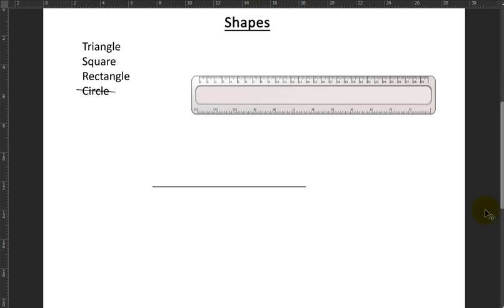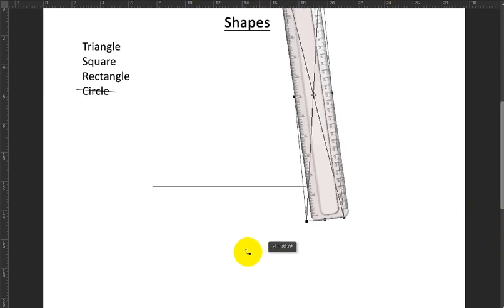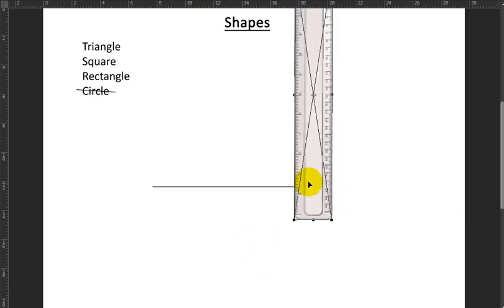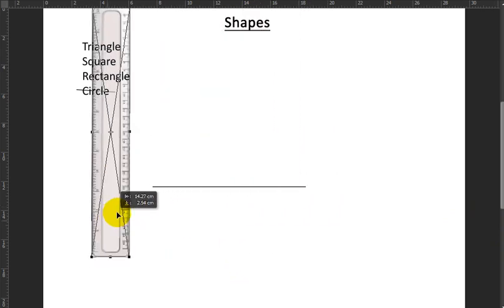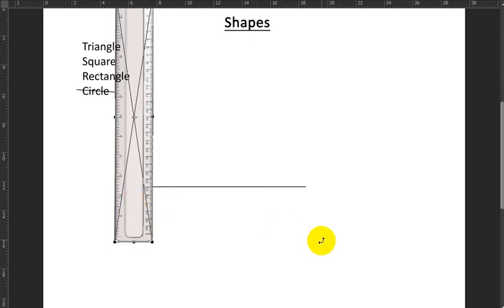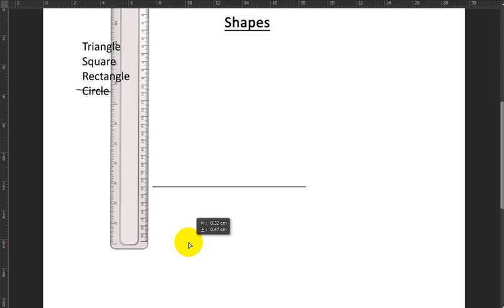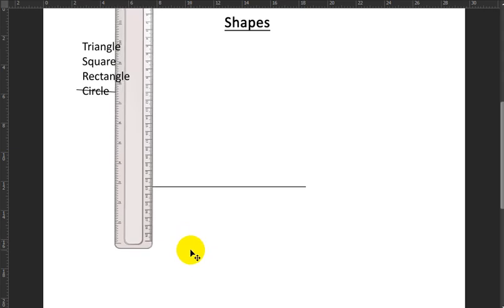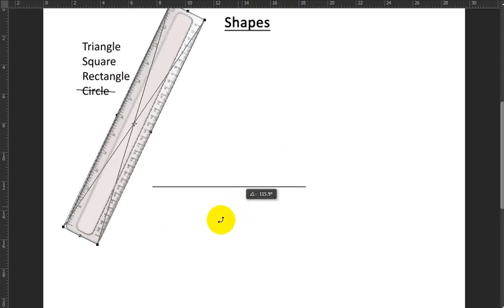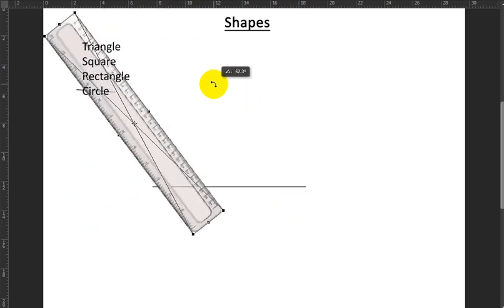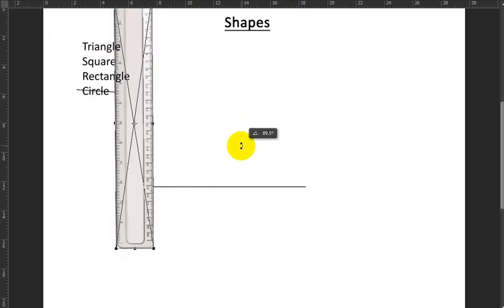I'm going to take my ruler and I'm going to place it on this edge of the line. And I need to be really careful. I need to be careful not to have it rotated to the side like this or like this. It needs to be exactly like this.